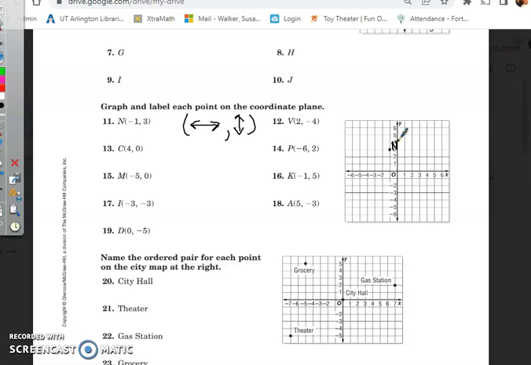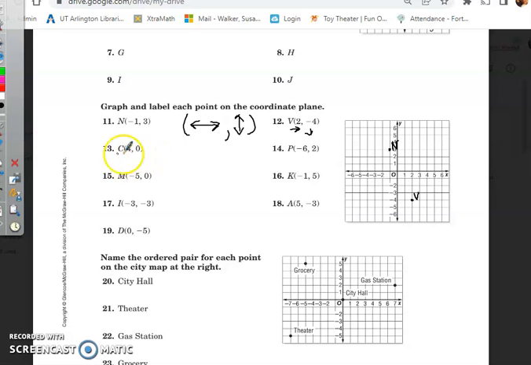Now let's try 12, 2 to -4. So that means the first number tells me right or left. I'm going to go right. 1, 2. The second number tells me up or down. Since it's a negative, it's down. So right and down. 1, 2, 1, 2, 3, 4. I'm going to put a dot, and that is point V.